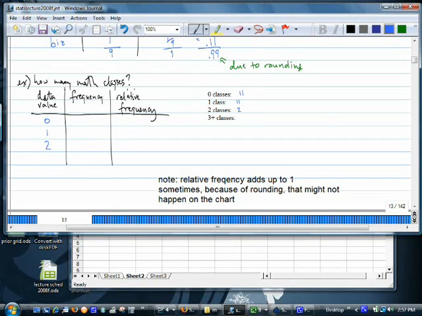And what about the relative frequencies? 11 out of 24, 11 out of 24, and 2 out of 24. So you can see writing the relative frequency as a fraction is actually pretty easy. Okay. So notice in this case, it pretty much looks the same. It's very easy to make the frequency distribution from our data.